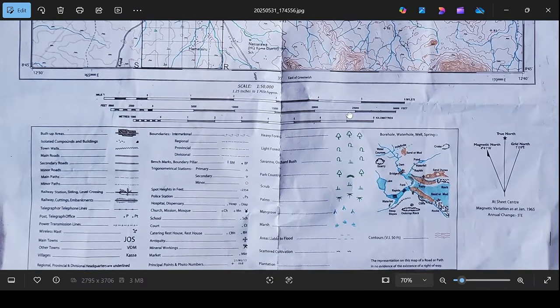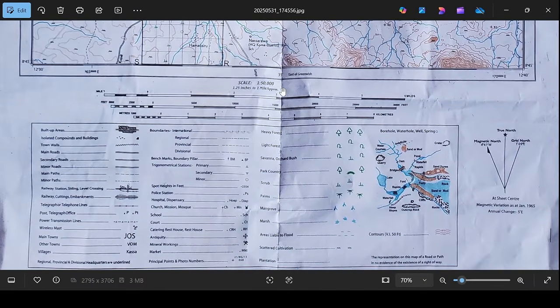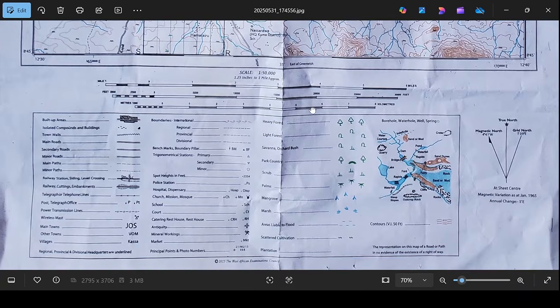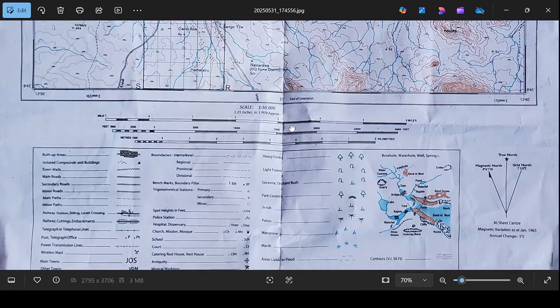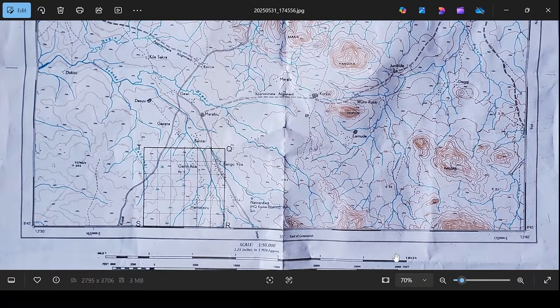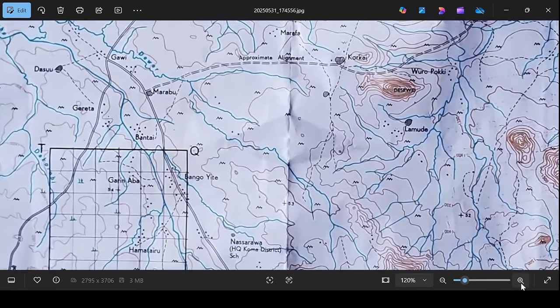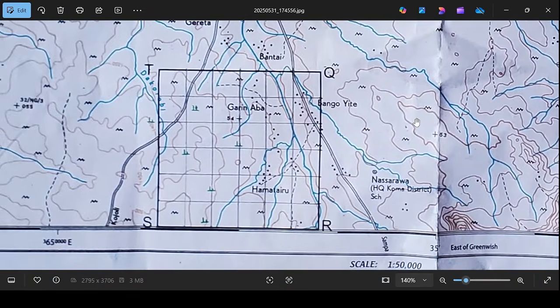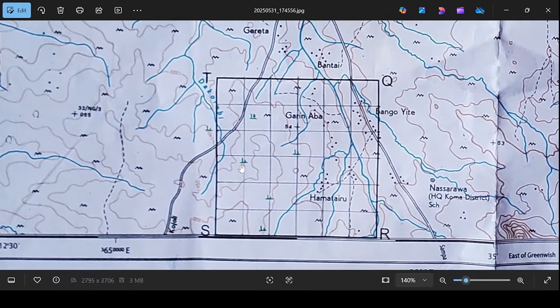We also have a map here at the bottom. This is our scale given to us, 1 ratio 50,000. And now this is the area QRST that we're asked to focus on, QRST. So we're asked to draw this again to a scale of 1 ratio 25,000.